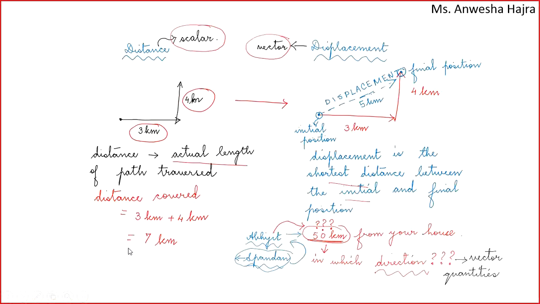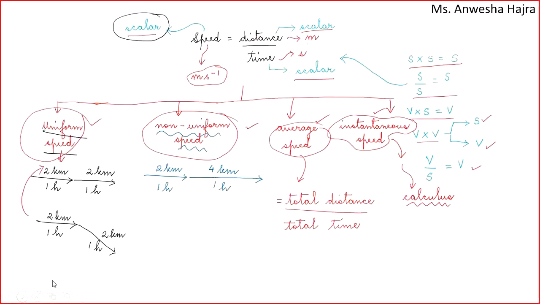Distance was the actual length of path covered, and displacement is the shortest distance between the initial and the final position. Distance was a scalar quantity and displacement was a vector quantity. Then we went on to speed. Speed was distance by time.